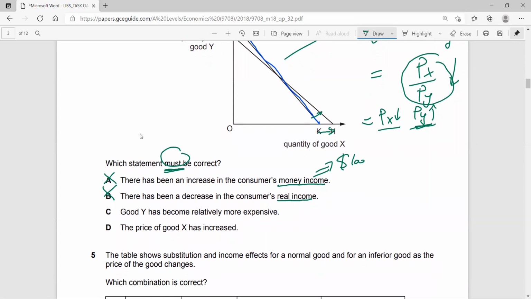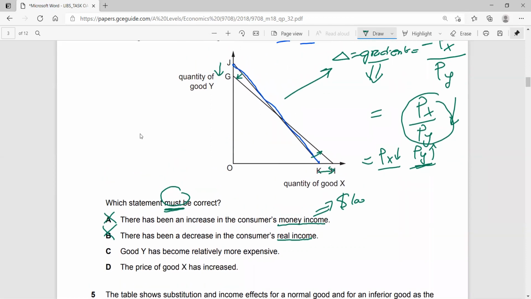Point C says good Y has become relatively more expensive, which is actually what we discussed. We discussed that if this is happening, this means that the price of good Y has increased with reference to X, where the relative aspect is just indicating that it's in reference to the other product. So good Y has become more expensive. Price of Y has increased. So that is the correct option for those reasons. And we explained why we came down to these two impacts previously.